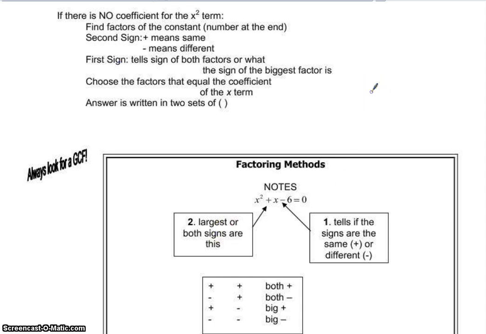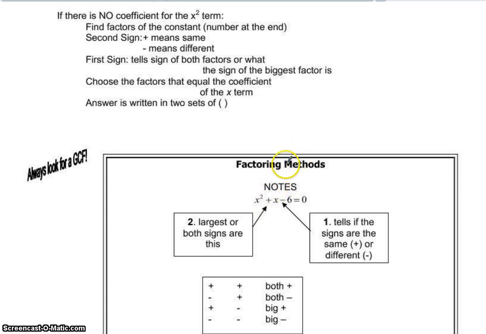Then you look at the first sign of the problem. If they're the same, it tells you what they're going to be. If they're different, it tells you what the biggest one is. Okay, so for example down here, we have a minus for the second. That tells me they're different. And we have a plus for the first. It tells me the biggest one is positive.